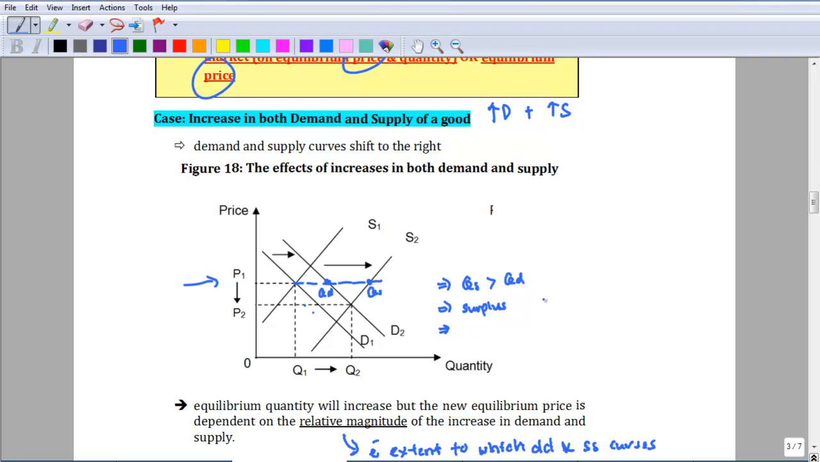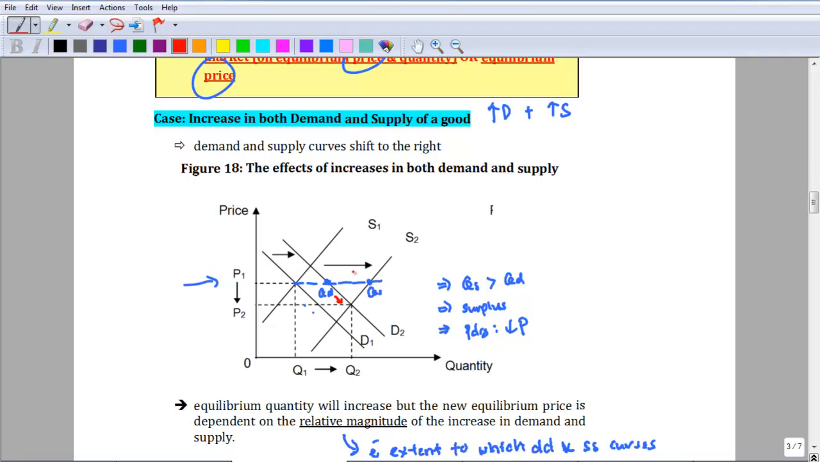So producers will be the one who will be holding on to these excess stocks. So what will they do? They will try to get rid of these excess stocks. And how do they do that? Yes, they will actually sell it at a lower price. So this will cause a downward pressure on the price. So when your price starts to fall, quantity demanded will start to increase. Okay, so it's a movement down along your new demand curve.